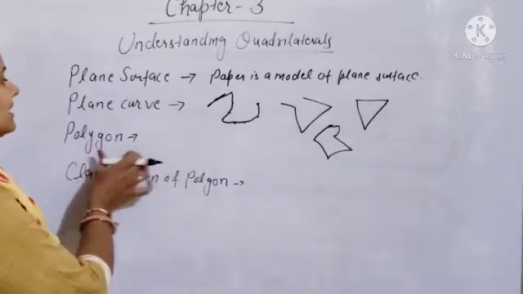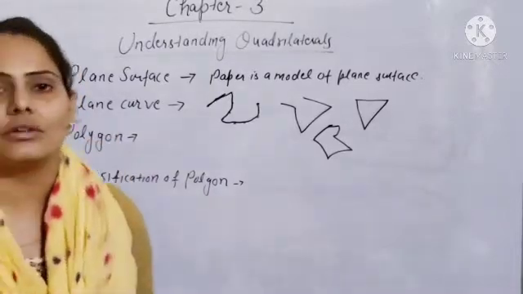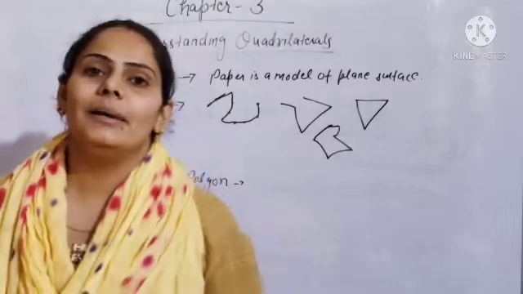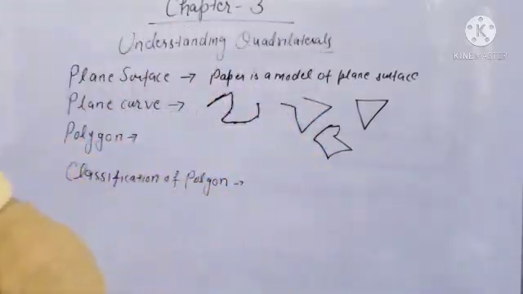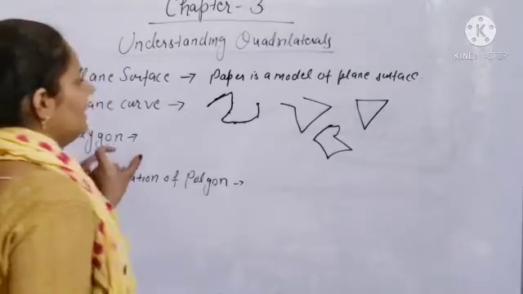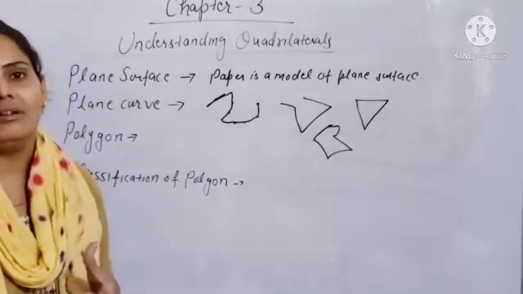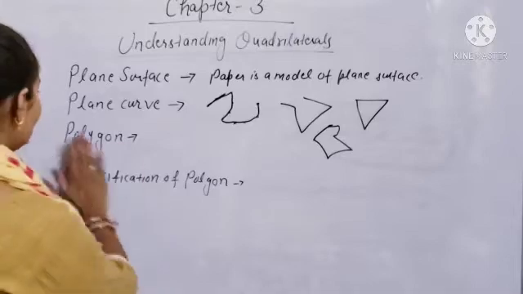Now next it is given polygon. So what is the definition of a polygon, beta? A polygon is made by simple line segments, not by curves. So simply, a polygon will be a simple closed curve. What is the definition of a polygon? A simple closed curve made by line segments only.